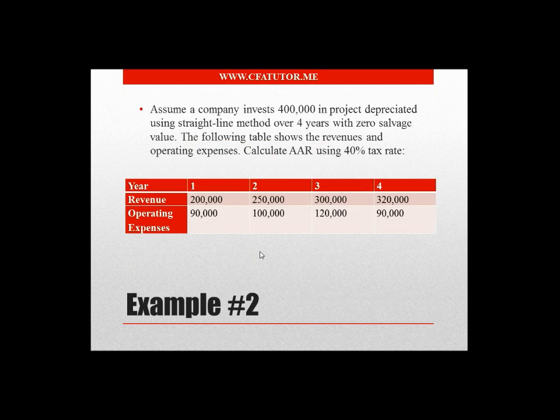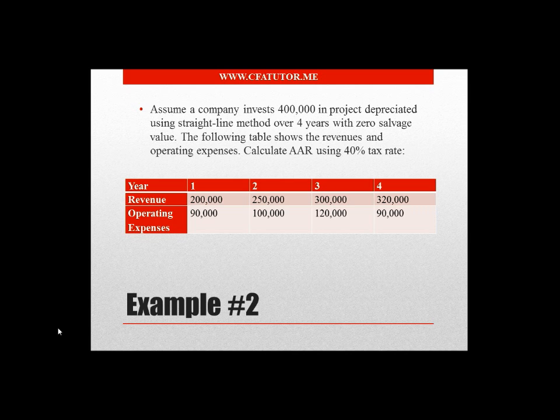If we go to the second one, which uses different information because we cannot use the cash flows to find the average accounting return. So assuming now we would like to find the average accounting return for this project: a company invests 400,000 in a project, which is being depreciated using the straight line method over 4 years with 0 salvage value. The following table shows revenues and operating expenses. Calculate the average accounting return using a 40% tax rate. And we have the schedule of revenue and operating expenses over here.